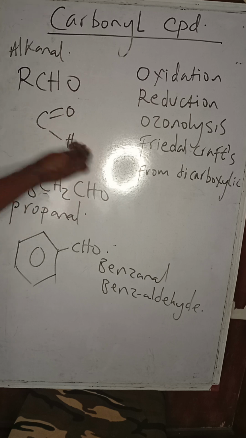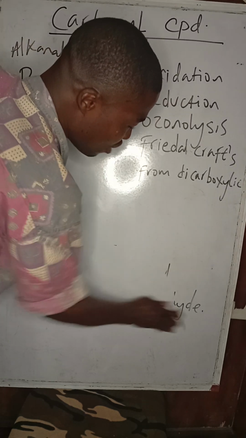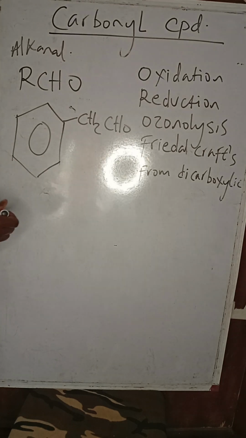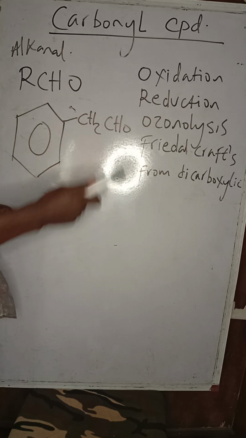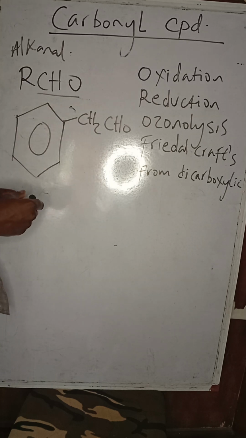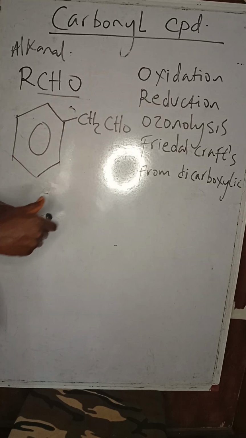So let's look at other cases. Let's say we have something like this, not benzaldehyde now, something like C6H5CH2CHO. Now, this aldehyde, on the other hand, is not aromatic. It is aliphatic because the CHO functional group is not attached to the aromatic ring. It is attached to the aliphatic side chain. So this compound is aliphatic.